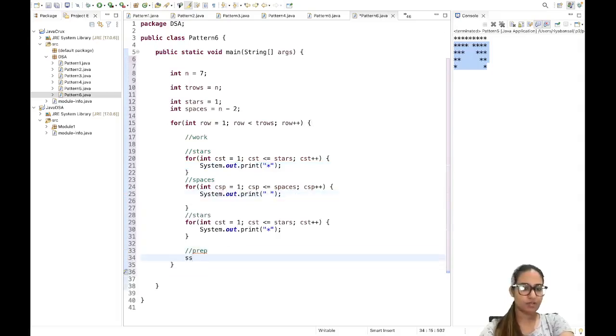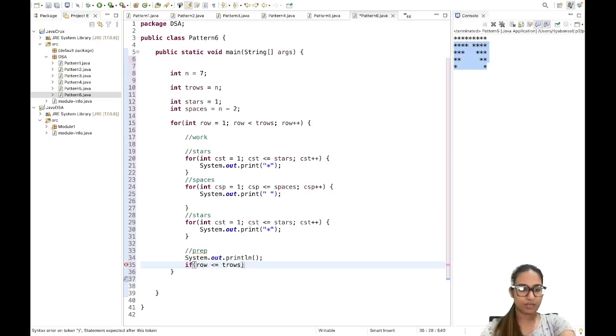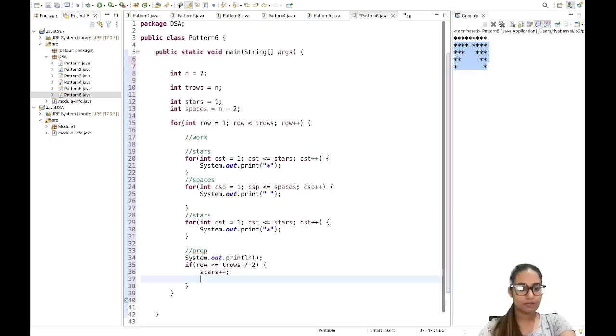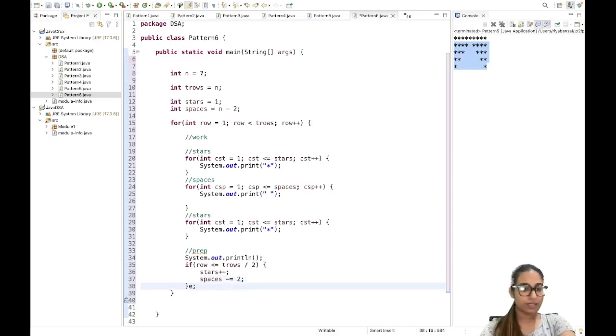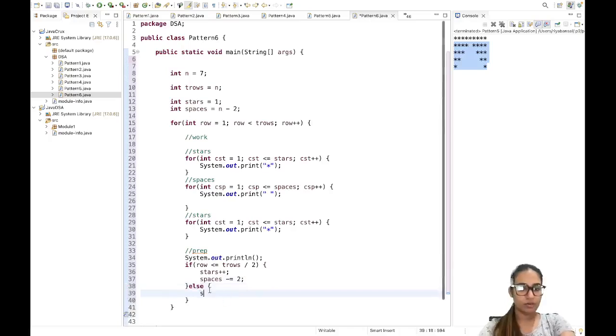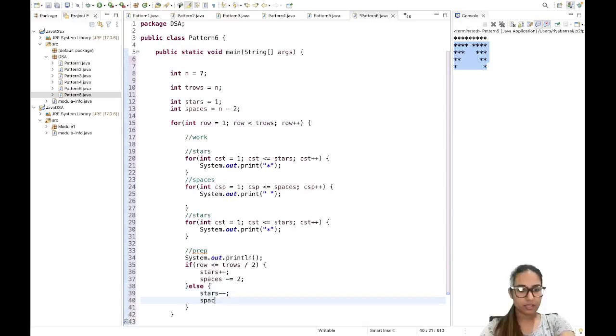How do you prep for the next row? First you take the cursor to the next row, and if the current row value is less than or equal to the total rows by 2, right, then what did we see? We see that we do a stars plus plus, and we decrease spaces by 2. Otherwise, in the else case over here, you do stars minus minus, and then you do spaces plus equal to 2. Now let's see where could we actually reach, right?